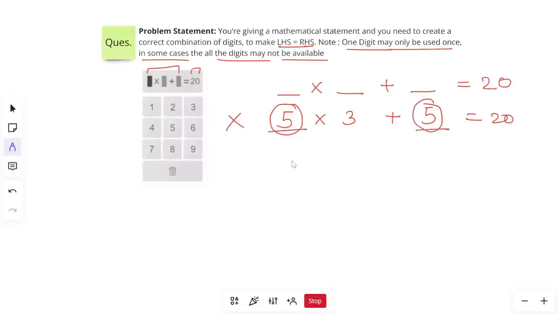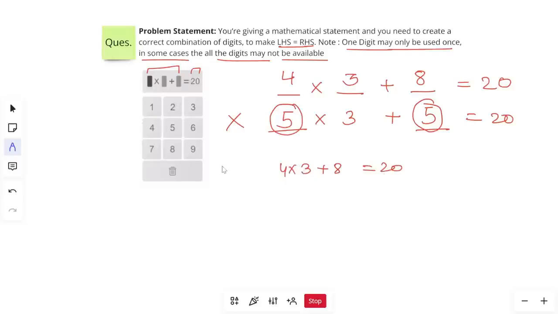Now let's see what can be the correct one. You can take a 4, and then one digit you can take is 3. So 4 into 3 will be how much? 12. So how much is remaining now to make it 20? 8 is remaining, right? So this can be a correct answer. That is, 4 into 3 plus 8 becomes 20. In this one, you are making your LHS equal to RHS, and you are also following the condition, which is that one digit comes once. So this is absolutely correct.